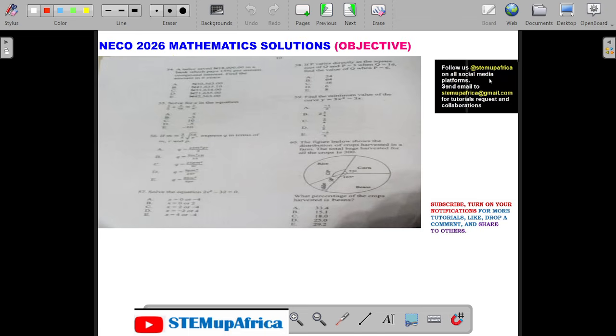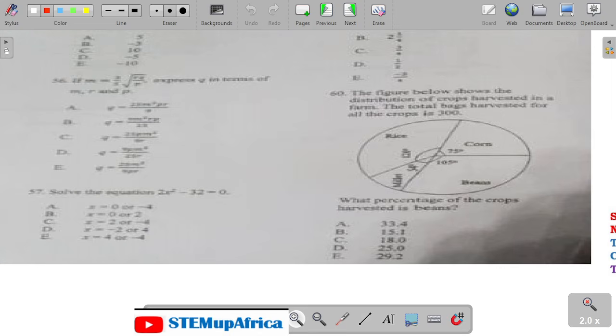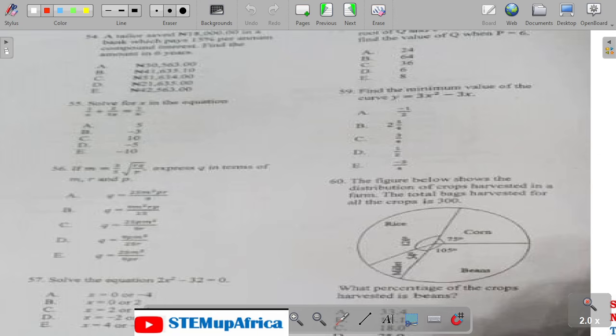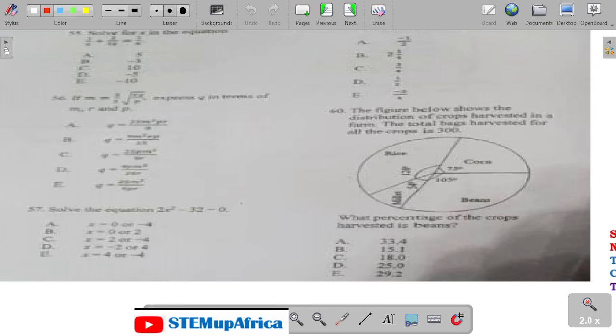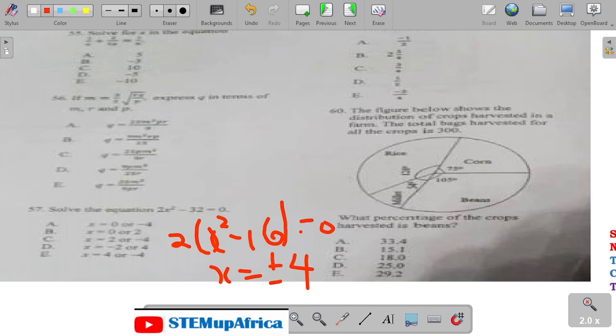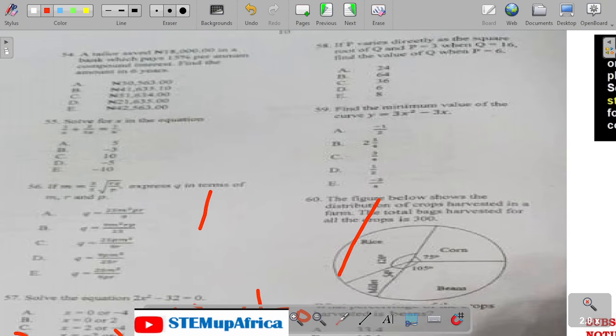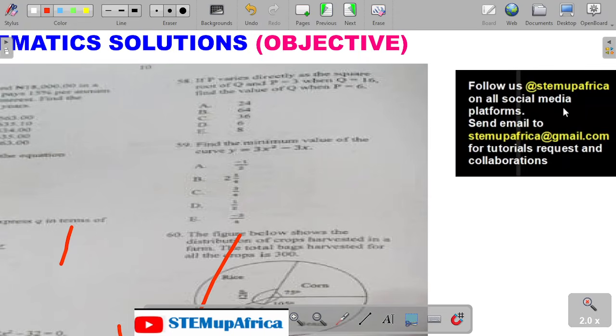So let's see question. All these are not clear, but let's see what we can do here. I can factorize: x squared minus 16 equals 0. So x is simply plus or minus 4. So it's minus 4 or plus 4, it's E. So let's check. This is also variation. No, these numbers are not clear. Let's check 58.